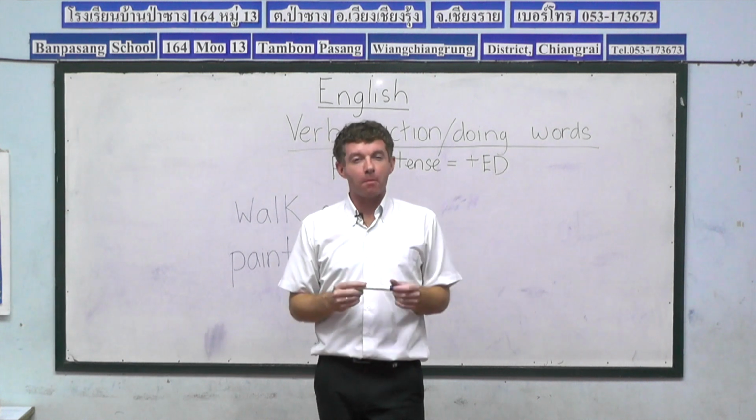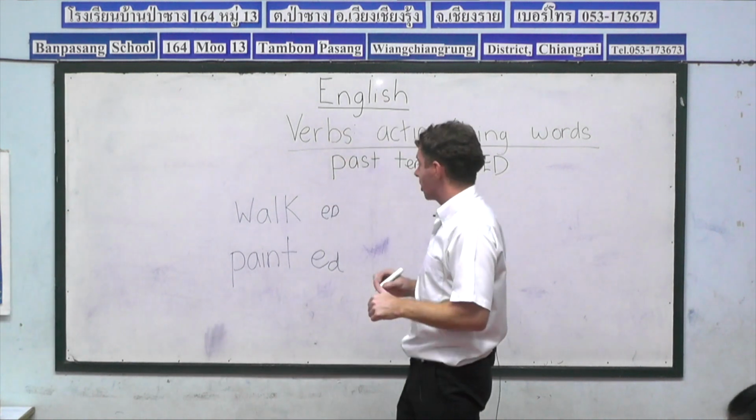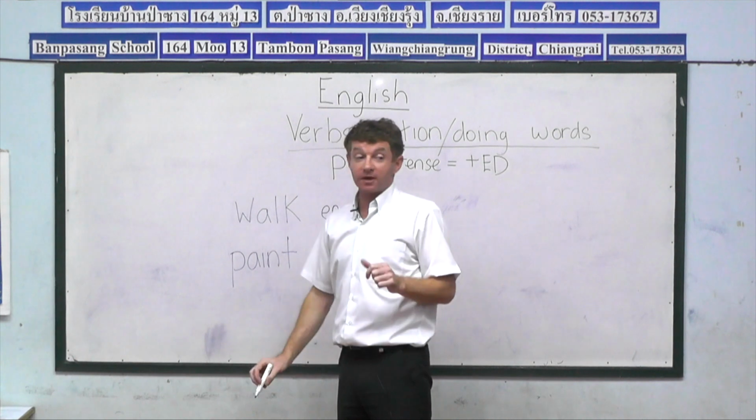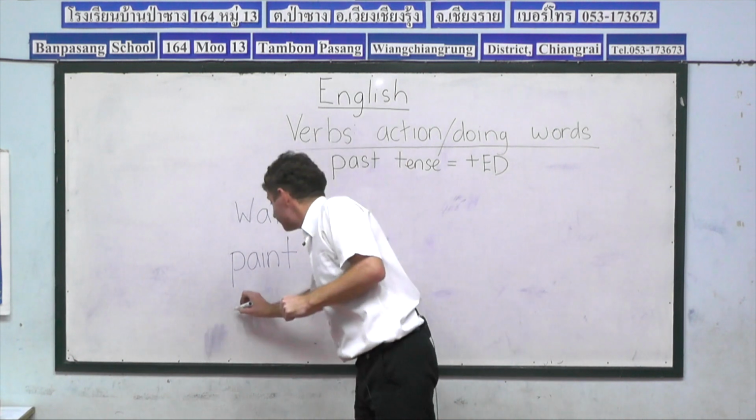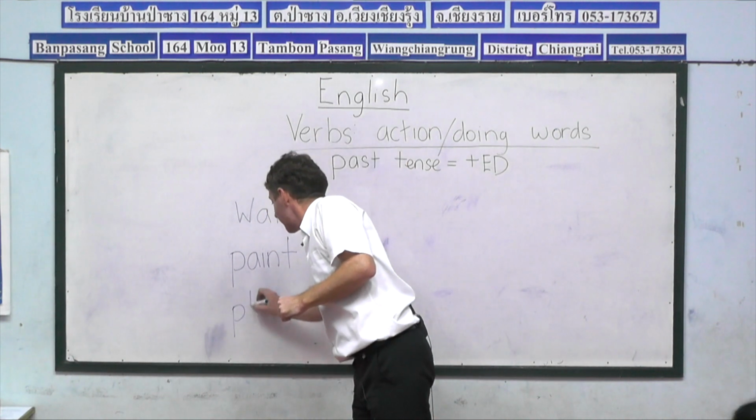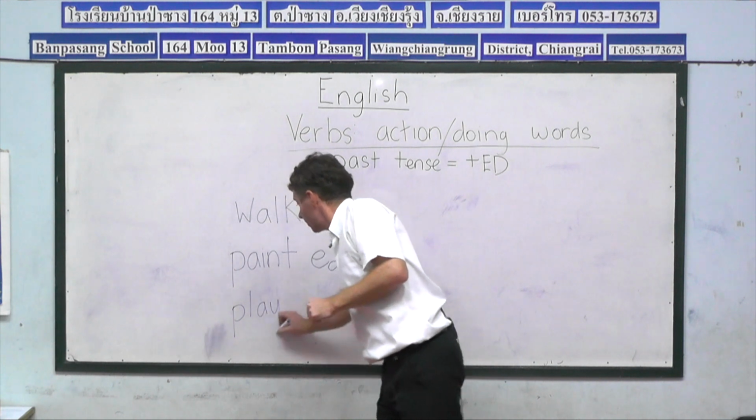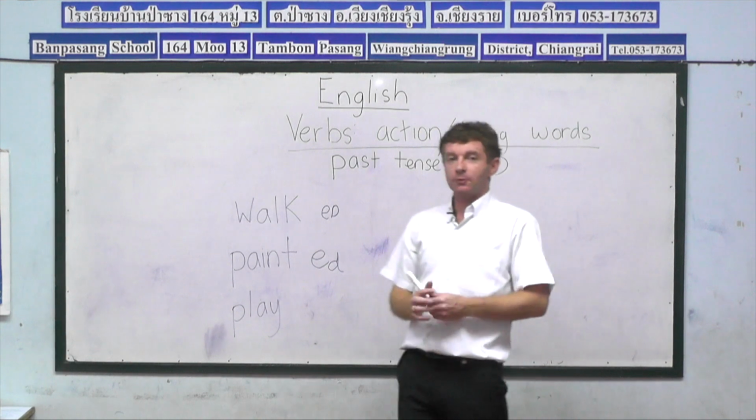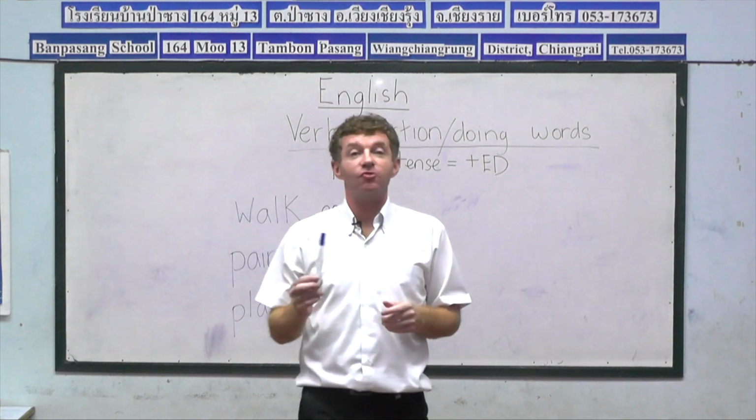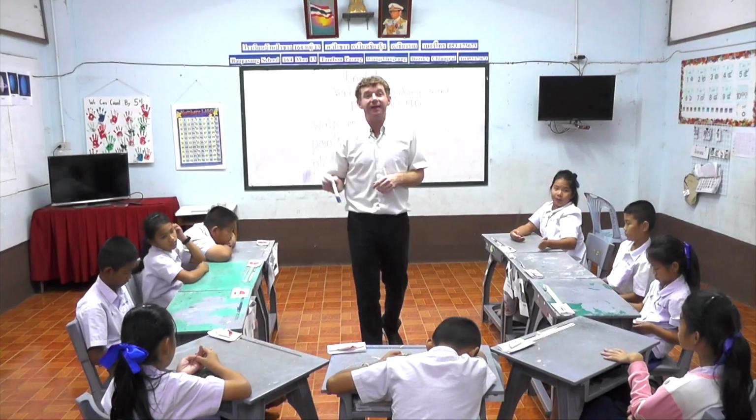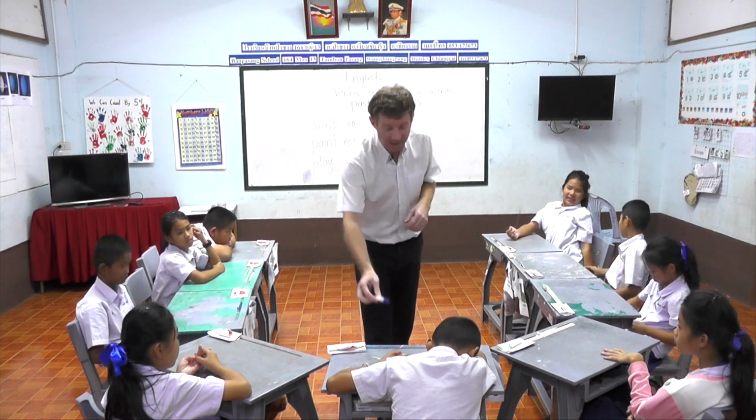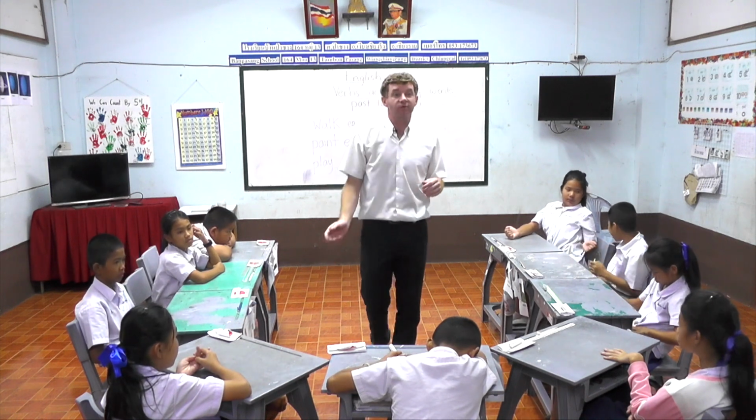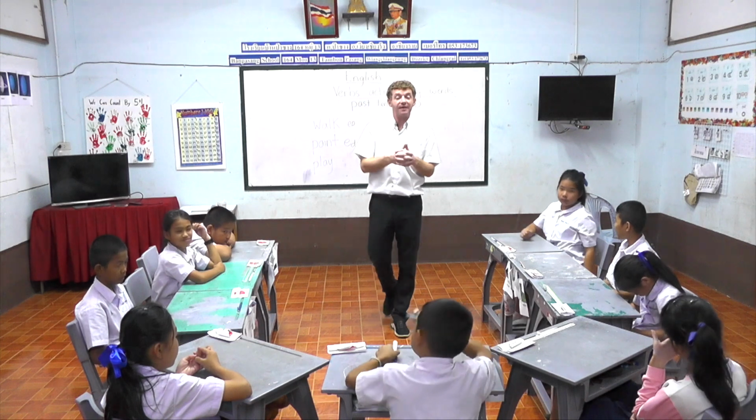And let's do one more together. So let's see, the third verb word we will use is something you like to do all the time. P-L-A-Y. What verb word do we have? Play. Okay, so let's now see Chu change the word play into its past tense form, adding the correct letters. So Chu, come and join me at the front of class.